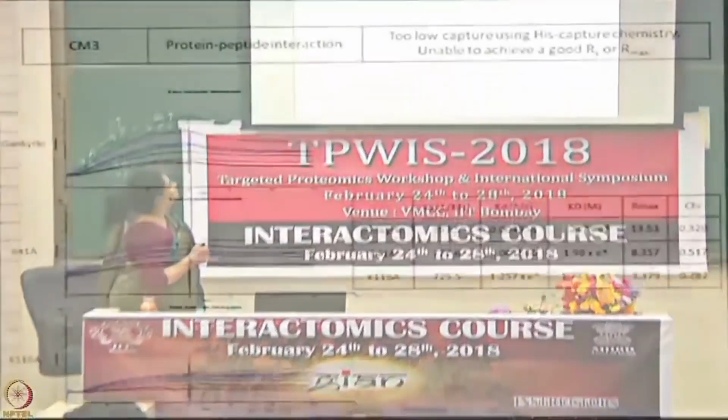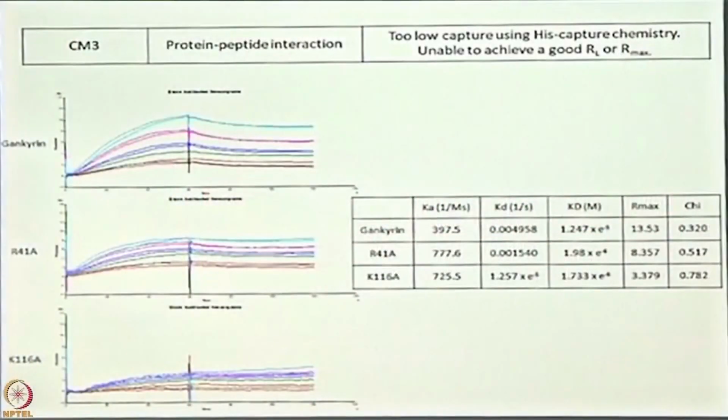You can see this is the wild type protein and the peptide interaction, and in each case we have done a duplicate run with the peptide. And then you have the R41 and K116A mutants, because we know that interferes with the interaction. You can see they do interfere with the interactions. So what is your take on these SPR sensograms?